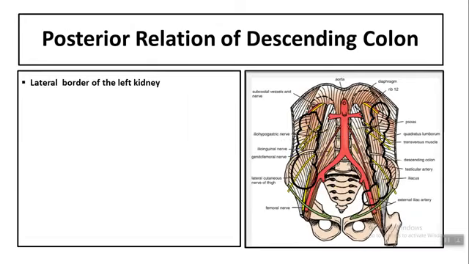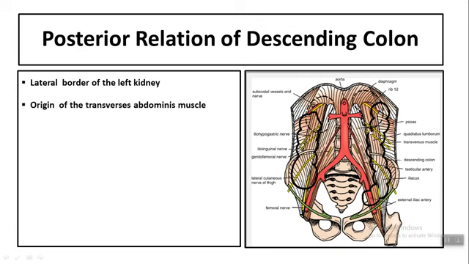What are the posterior relations of the descending colon? These are structures of the posterior abdominal wall. First, the lateral border of the left kidney, because the kidneys are tethered to the posterior abdominal wall. So one of the posterior relations of the descending colon is the lateral border of the left kidney. This is the left kidney.